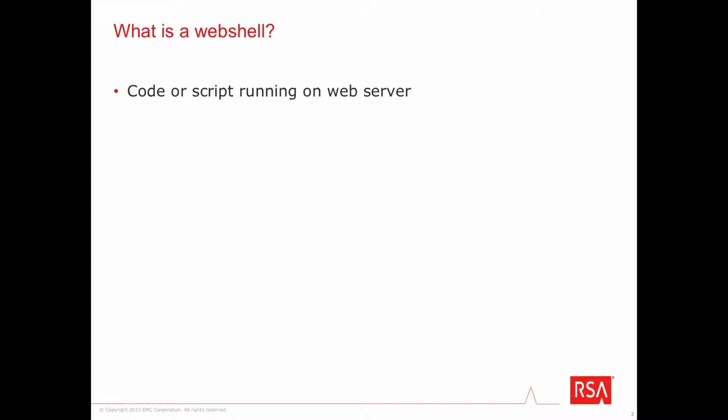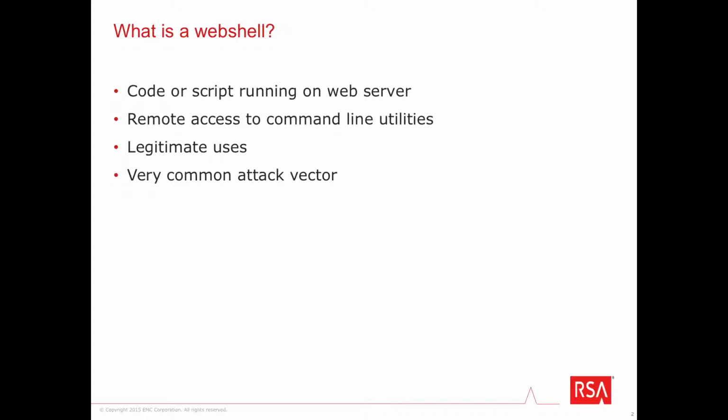Web shells are code or scripts that are running on a web server, which give remote access to command line utilities or shells. Web shells can have legitimate uses, as much of the software that the Black Hat community uses can. However, these legitimate web shells should not be publicly accessible, as they can be easily found and exploited for nefarious purposes. Additionally, attackers commonly use web shells to further their goals against unsuspecting victims.